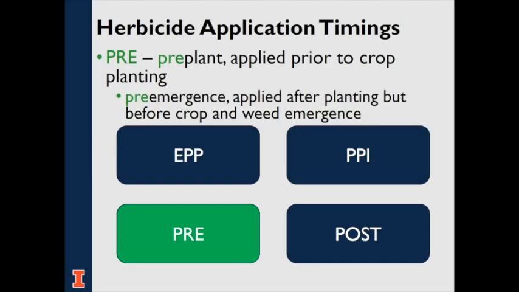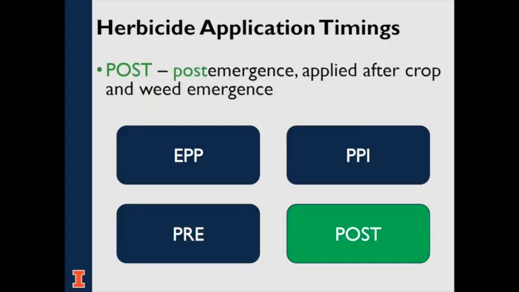Pre can stand for either pre-plant or pre-emergence. Pre-plant means it's applied prior to crop planting. Pre-emergence means it's applied soon after planting, but before emergence of the crop and weeds. As soon as these herbicides are applied to the soil, they start to degrade. Those applied close to planting usually have better performance, but they do need rainfall to work. Finally, post stands for post-emergence. These applications are made after the crop and weeds have emerged.